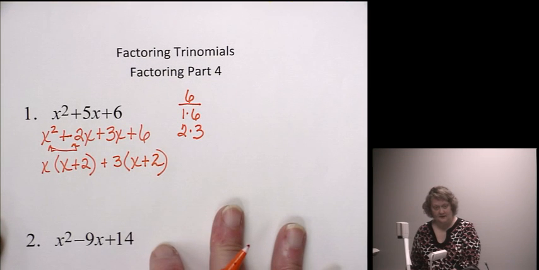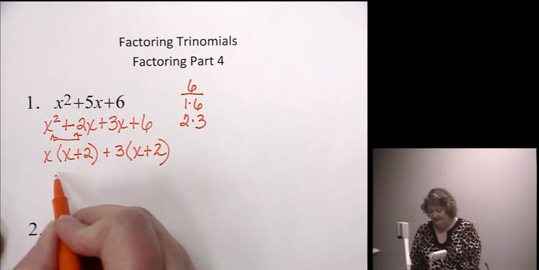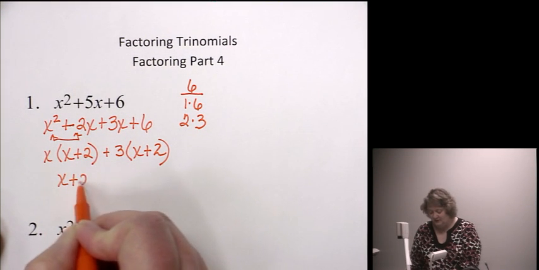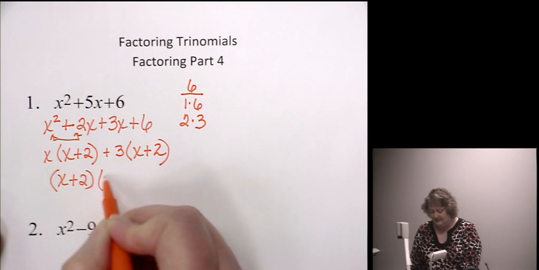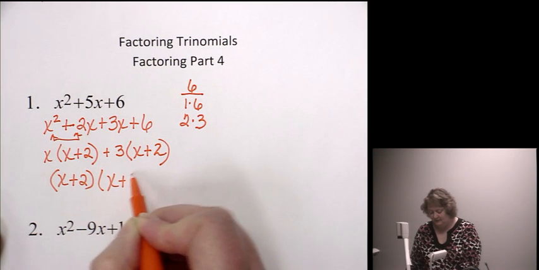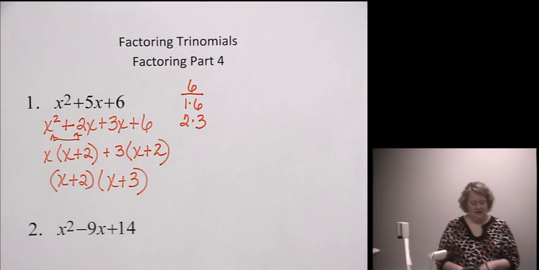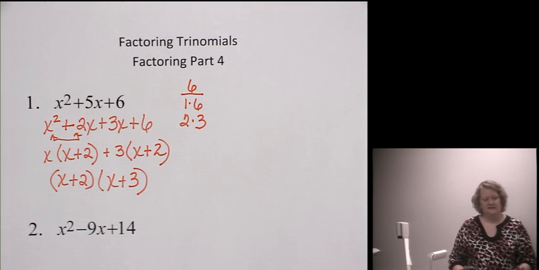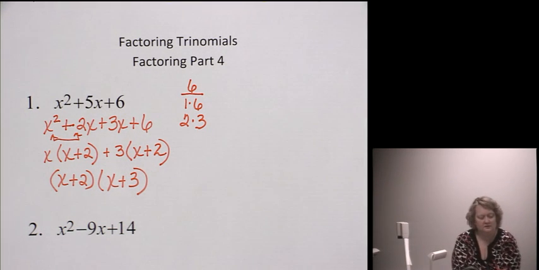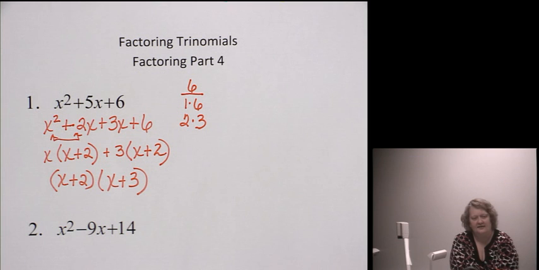This is the step that those that factor by trial and error don't normally do, but that's okay, because you're going to get to this step right here, which now I want to stop and look at. Notice that we get x plus 2, x plus 3, and we'll get it every time.